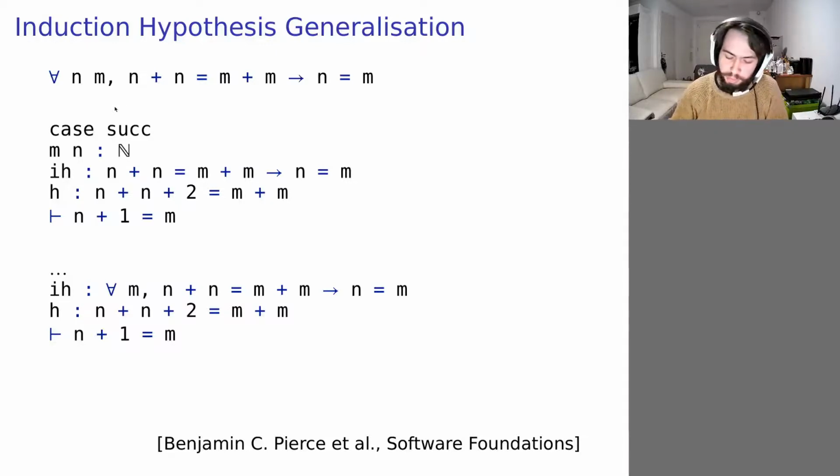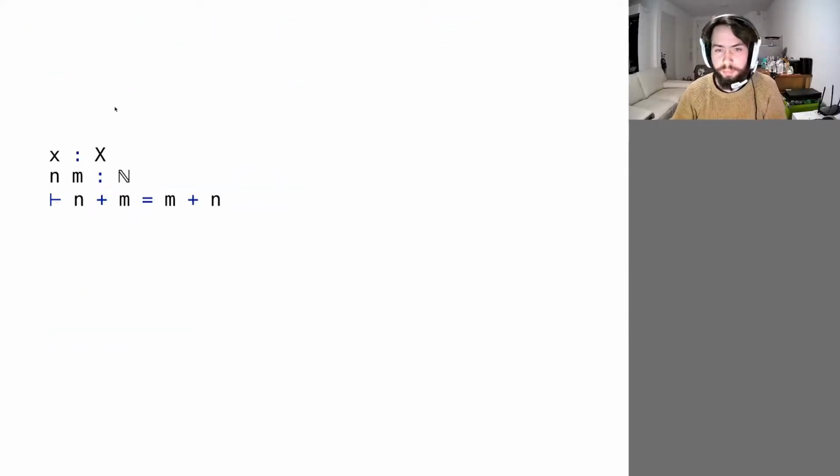However, there is one corner case that we need to be careful of. And the corner case is this. So suppose we have this goal here, and we want to prove this commutativity of addition by induction, but we also have this x hanging around in the context here. Now you might say, okay, well, isn't this a super synthetic example? What is this x doing here?